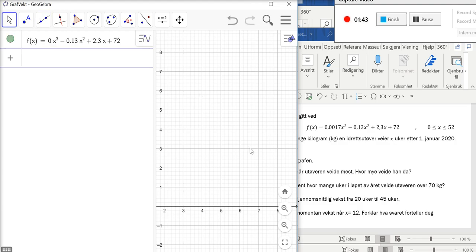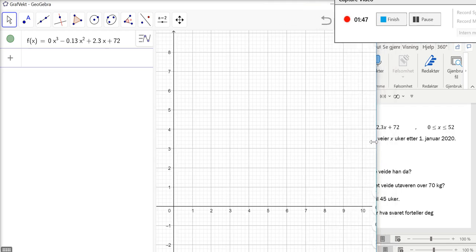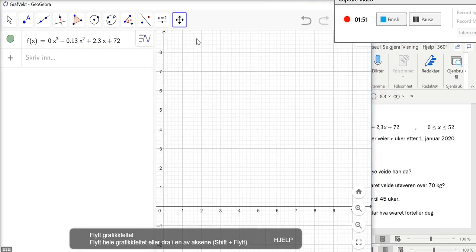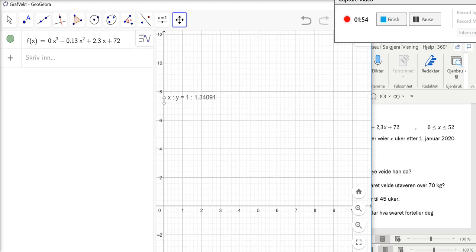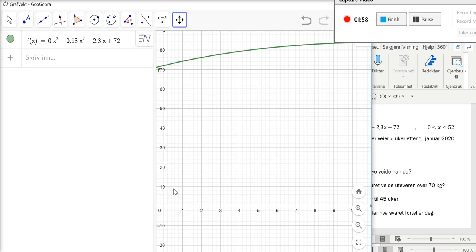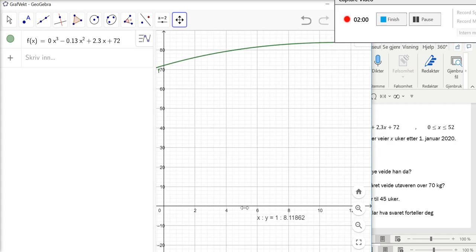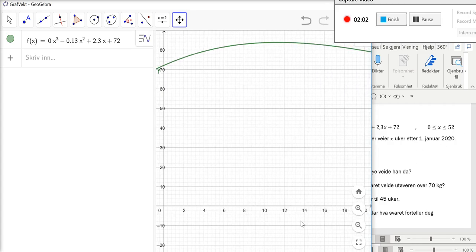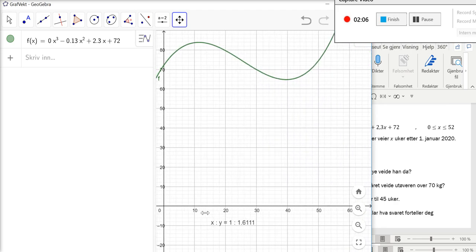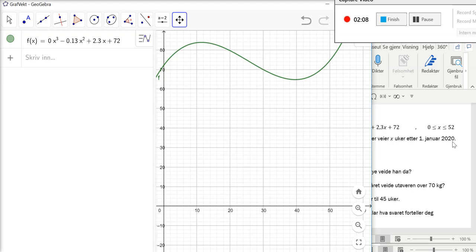enter now like this, and then we can try and find the graph here, and we use this button here, move graphic field or something, and we just need to drag the y-axis so we see the graph. Here's the graph, and remember the x-axis should go to 52, so we need to go like this, right? And we should actually just draw the graph between 0 and 52. So that's the next thing we do.